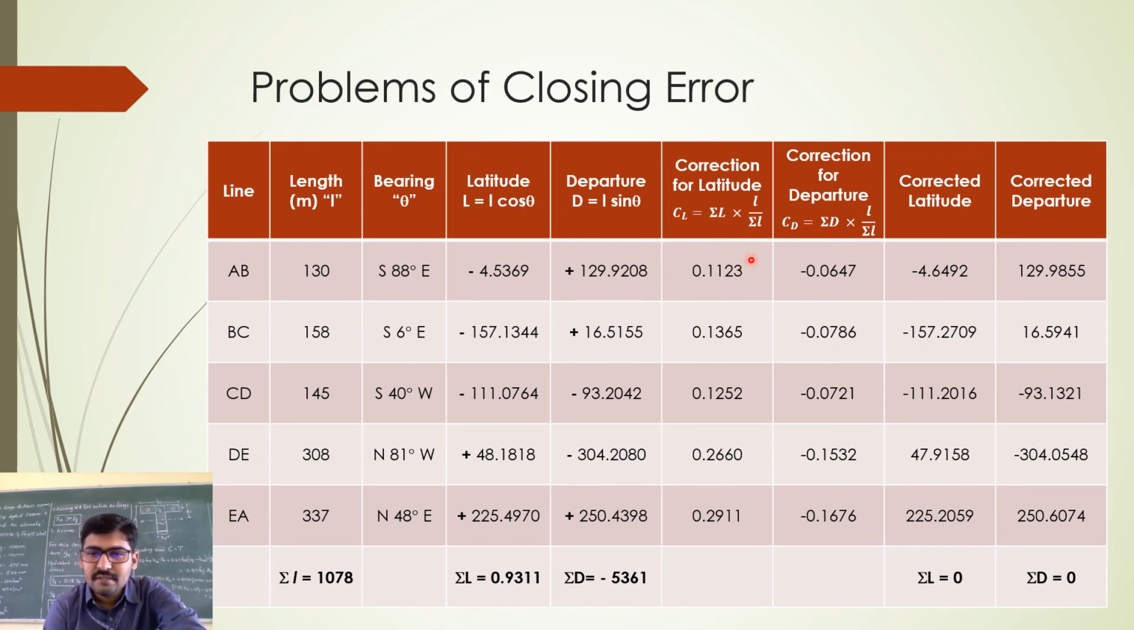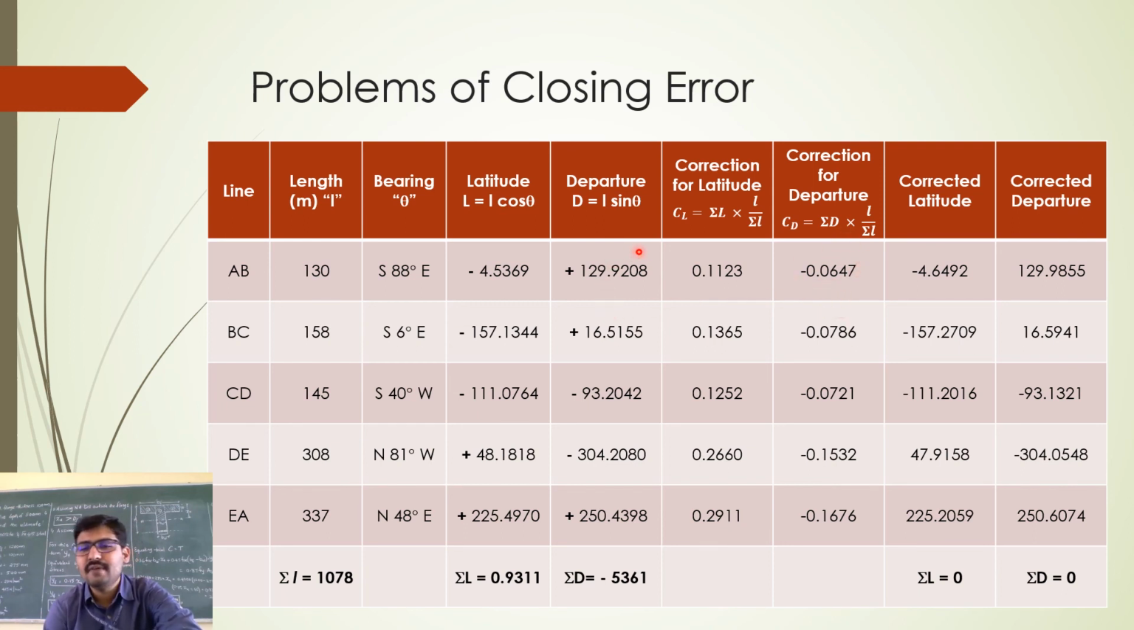Now if you calculate the correction for latitude, you will get these values, right? All these values are correction for latitude. In a similar way, when you apply the correction for departure, you will get this, right? So minus 0.0647 is this. Whenever you calculate the correction, you need to remember the formula and find out the correction for the latitudes and departure.